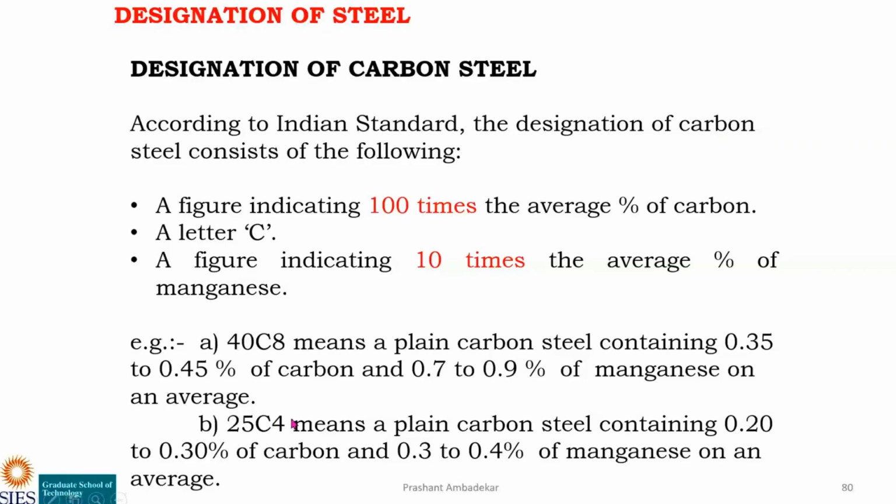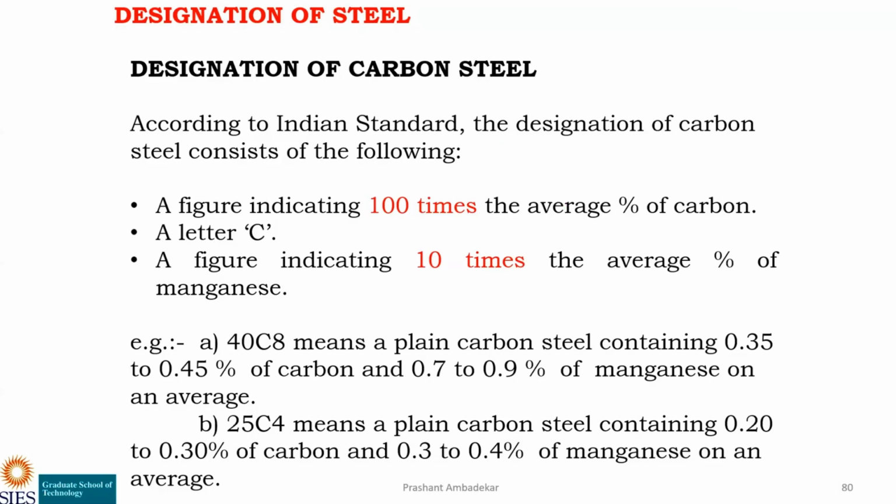So if I say 25C4 and then there is S20, it means that I am talking about what? I am talking about free cutting steel. When I say that there is a letter P or Pb or S, it means that I am talking about free cutting steel.